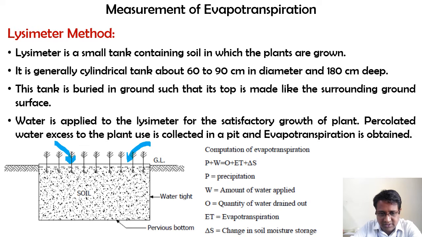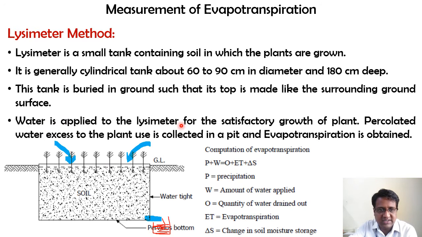That water can be collected at one point. Here they have not shown that, but at any one of the ends at the bottom you can take an outlet, and collect the amount of water that has come out. Whatever water has come out indicates the excess water that infiltrated because of gravity, and that quantum of water will be collected at the bottom.